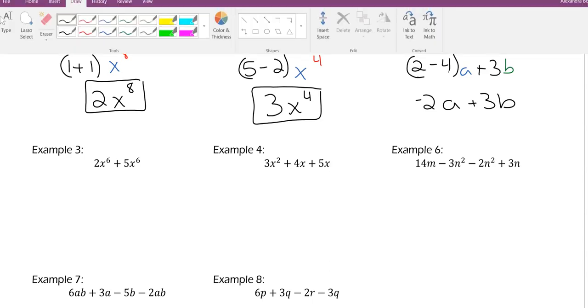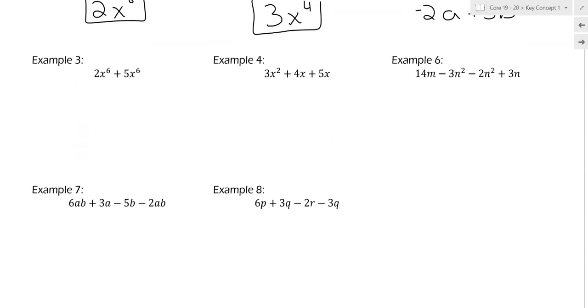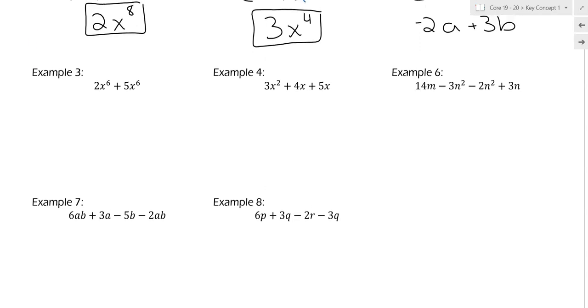Alright, I'm going to have you pause the video. A lot of times, the best way to know if you know something is to try it. So I'm going to have you pause the video, and you should try example 3, 4, and 5.